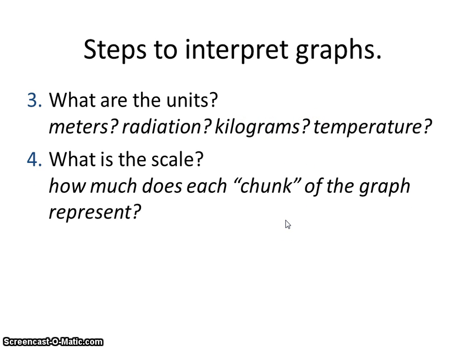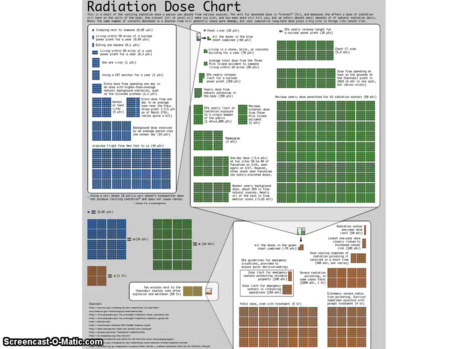And then what is the scale? So for instance, does every line or every box represent one? Or as in the case of the pirate graph, does it represent millions? Sorry, the US bar graph represents millions. So we want to see what each of those chunks is representing. How many are they representing?